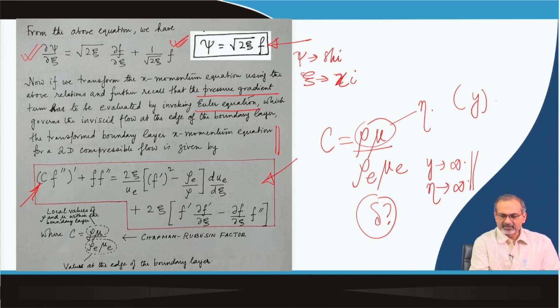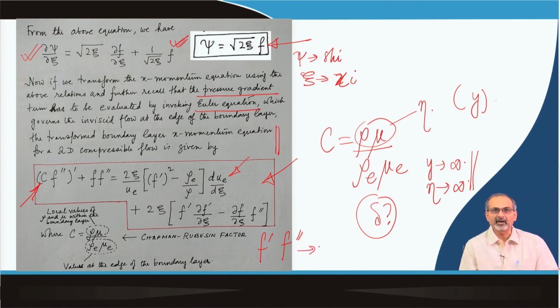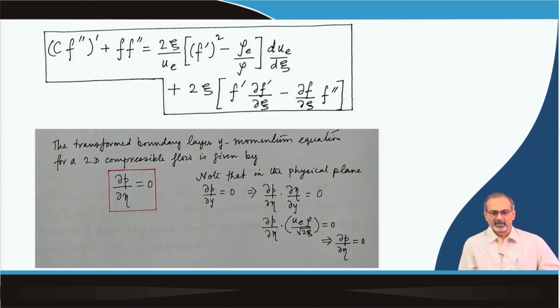Again, notice that this equation contains a lot of these terms involving the derivatives of f. When you have a dash or a double dash, it basically means that you are taking a derivative with respect to eta, while if it is with respect to xi, you will have the terms represented like this, which basically means that this equation has dependence both on xi as well as eta. We have mentioned the x momentum equation once again over here.